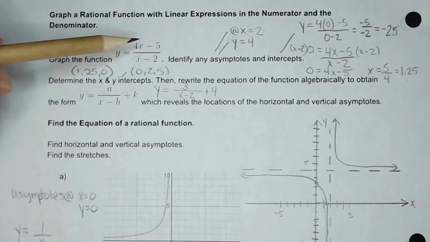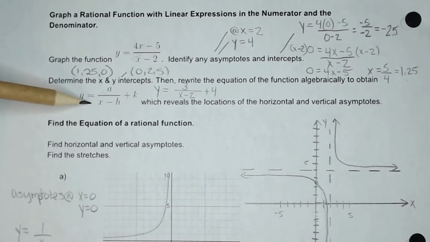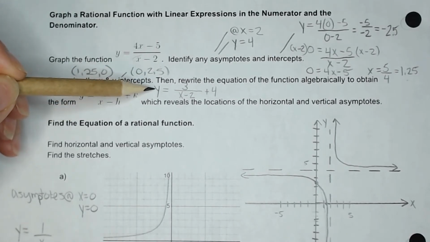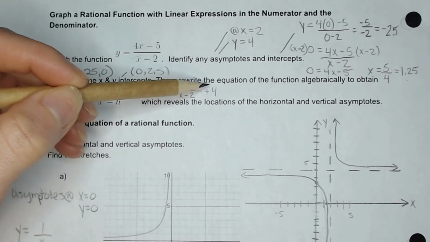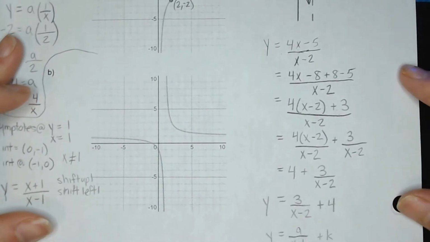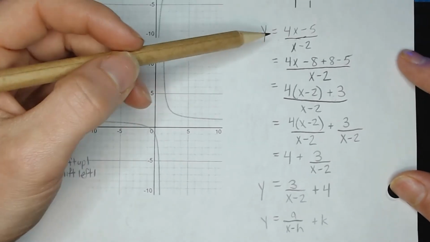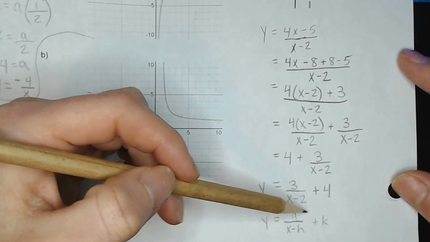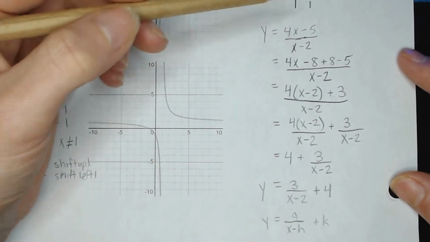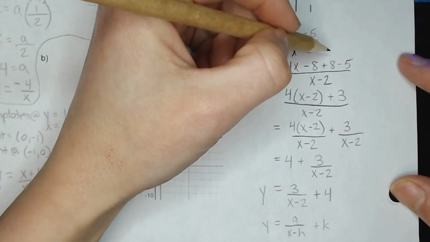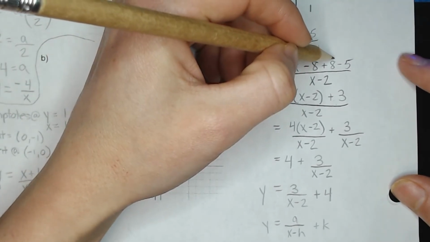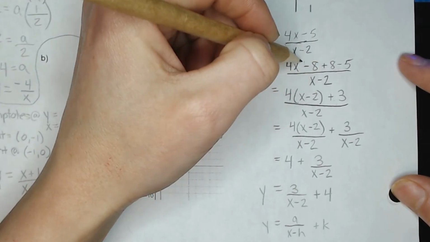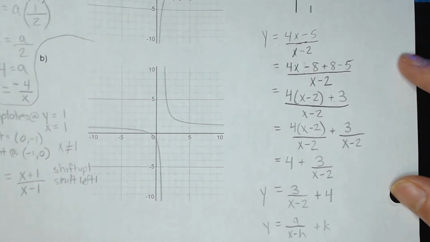And once we've done that, we can rewrite the equation algebraically to get this form. So the answer is this, y equals 3 over x minus 2 plus 4. The work for it is down here on the right-hand side. So we have this original function, and what we're trying to do is change it into that general form at the end. Now, you might be wondering, where the heck did this plus 8 minus 8 come from? Because it kind of appears out of nowhere and it's not something you've really seen before.